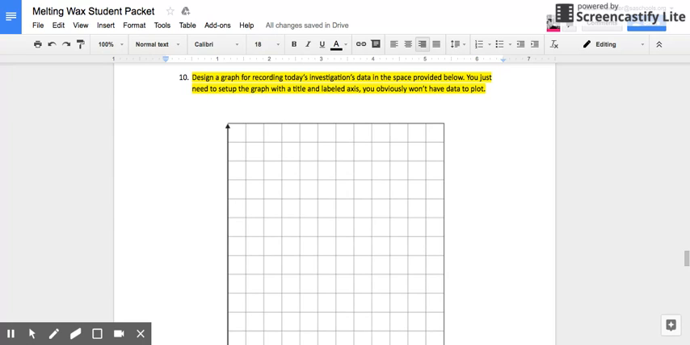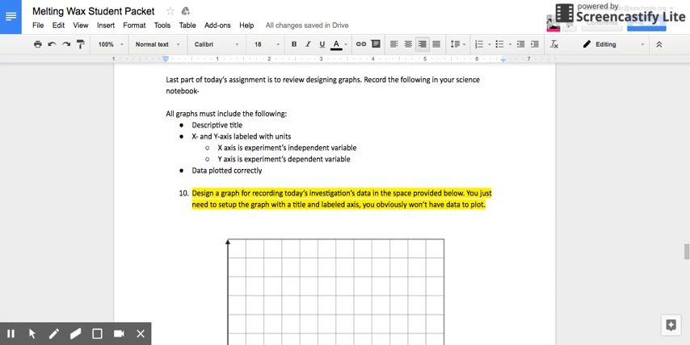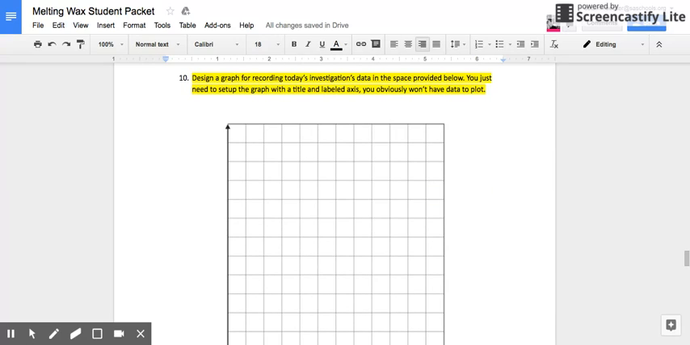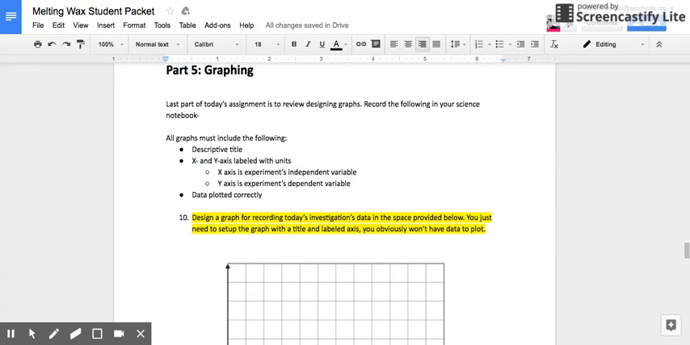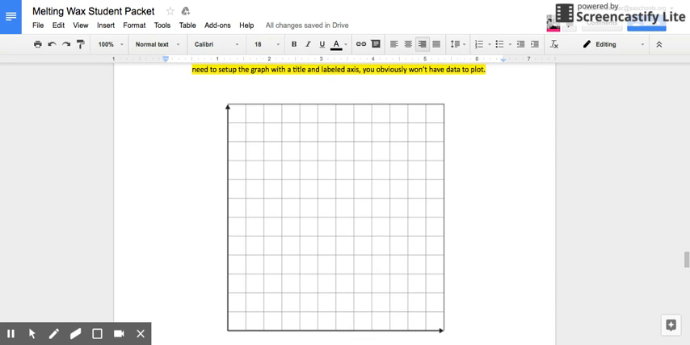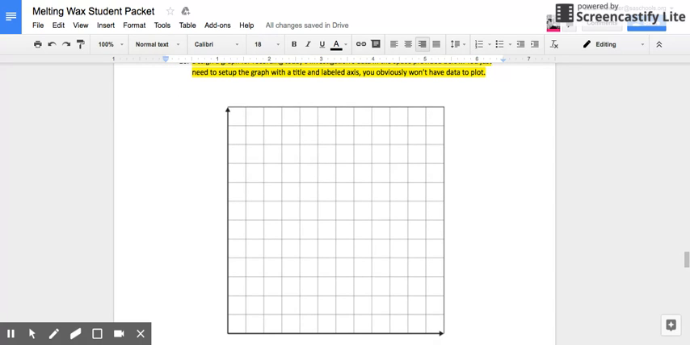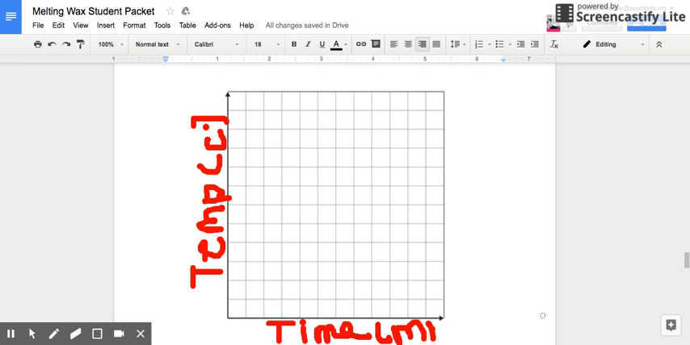Question number 10 says to design a graph for today's investigation in the space provided below. You just need to set up the graph with the title and labeled axes. You obviously won't have data to plot. So based off of what I just said, you need to pause the video and fill in this graph here with what are the elements of a high-level graph. Once you are finished, you can press play and we'll continue.